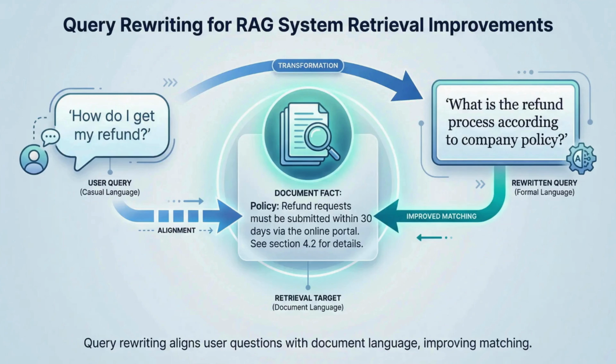The third improvement that we made was query rewriting. Users rarely ask questions in the same language used in documents. For example, a document may say initial public offering, while a user asks when did the company go public. These mean the same thing, but embeddings do not always treat them equally. So we added a small step where the system reformulates the user query into a more structured version. This makes the query more aligned with how information is written in the knowledge base. Once this was added, recall improved further.